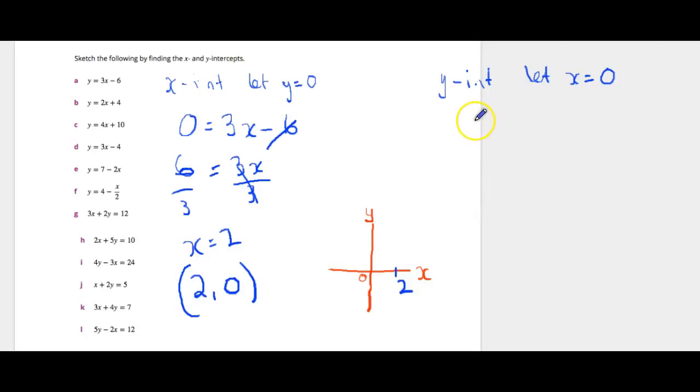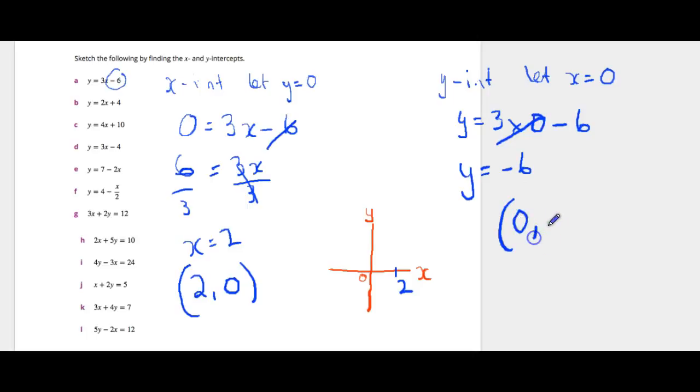Alright, y-intercept, let x equal 0. I can already see from reading this that the y-intercept is going to be negative 6 because the equation is in the form y equals mx plus c, but let's go ahead and do it. So y equals 3 times 0 minus 6. So y is equal to, this becomes 0, so that cancels out, minus 6. So that point, remember we always do the x first, is (0, -6). I didn't really give myself enough space.